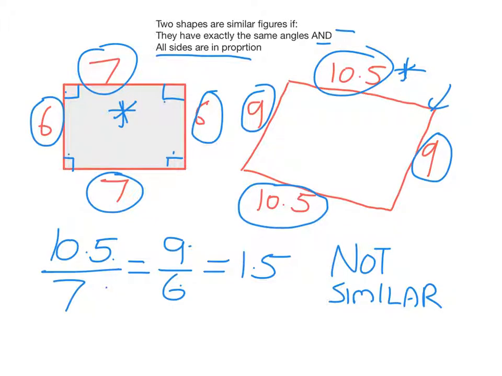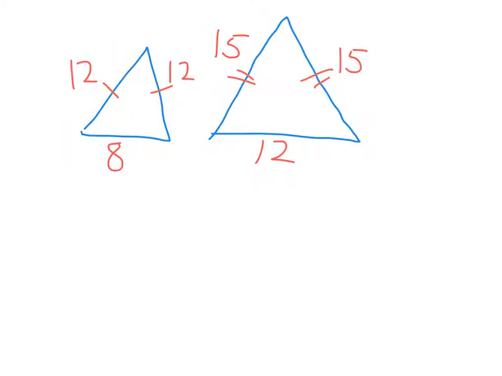Let's look at another example. So, are these two shapes similar? Well, we don't know anything about the angles, so we'd have to measure the angles if we wanted to see whether or not they had the same angles. But let's first check the proportion of their sides.